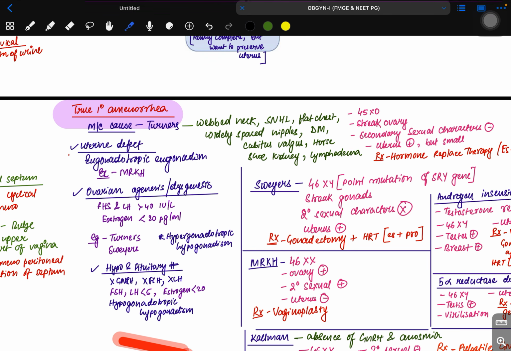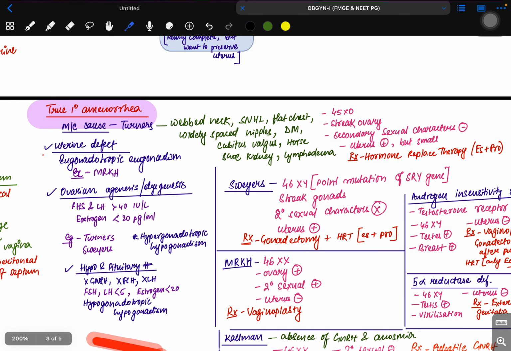And what is the treatment for Turner's? It is hormone replacement therapy. Since the uterus is present, you have to give hormone replacement therapy, which is a combination of estrogen and progesterone.